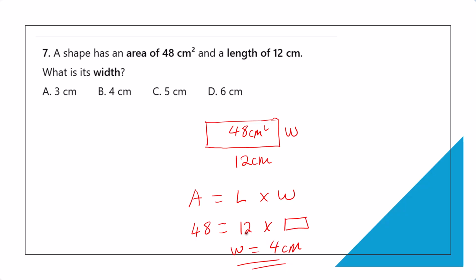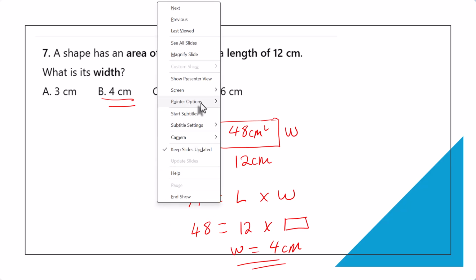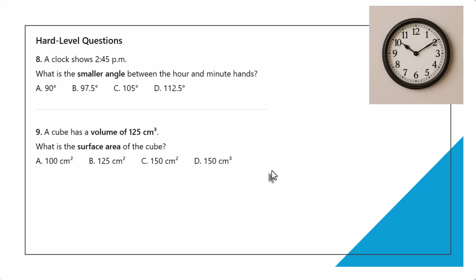So 12 times by a number is that. So that's it. That's 4 centimeters. And you're going to put that down like that. Done. All right. There's nothing else. That's going to be 4 centimeters. And that's it. Done. Now we're going to go to question 8.